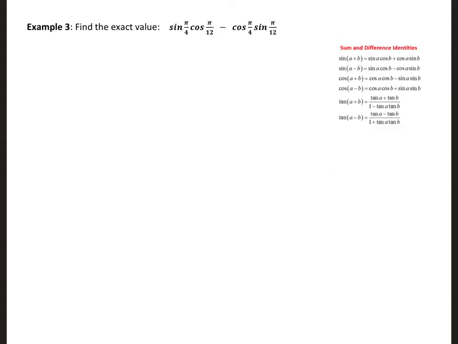For this example here, I'm told to find the exact value of this expression, and again I just need to look at the identity I'm going to use. So here I just need to highlight it. I have sine, cosine, the one with minus, sine, cosine with minus. And given this, I just have to know my answer is going to be sine A minus B, and I just have to know what A is.